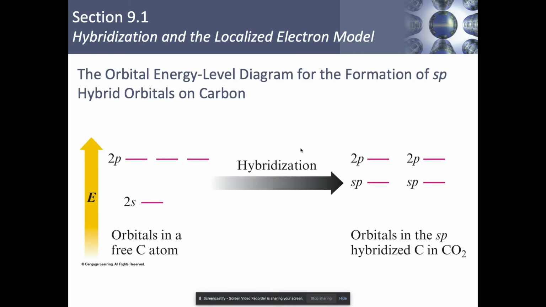So if we're looking at it, notice that the sp orbital is directly between the 2p and the 2s, and we still have 2 empty boxes that are unhybridized above it.